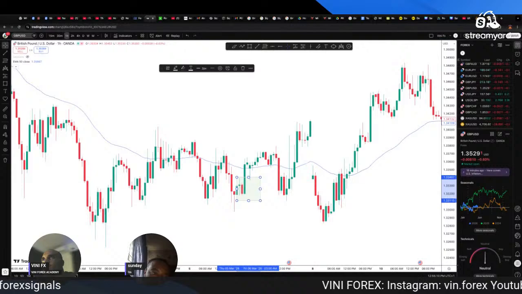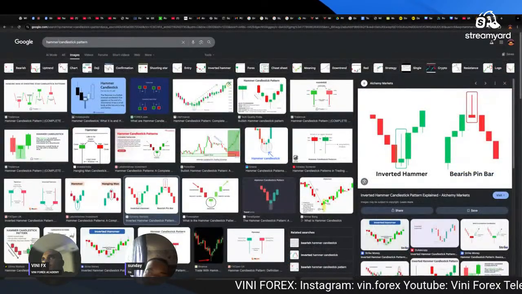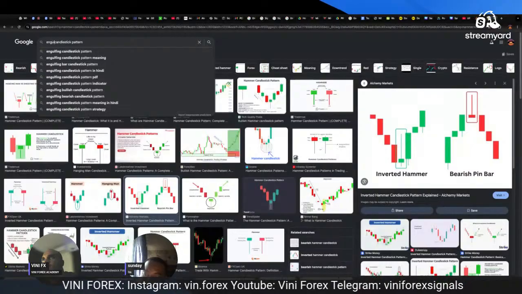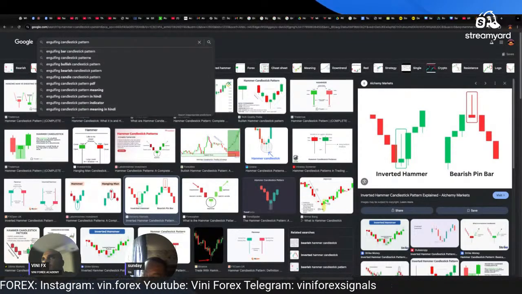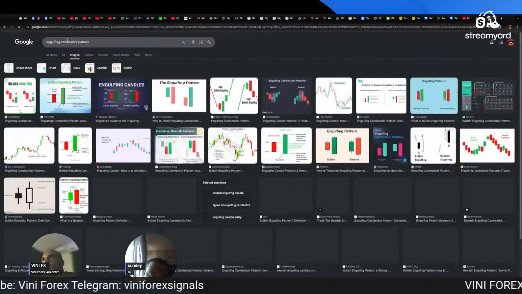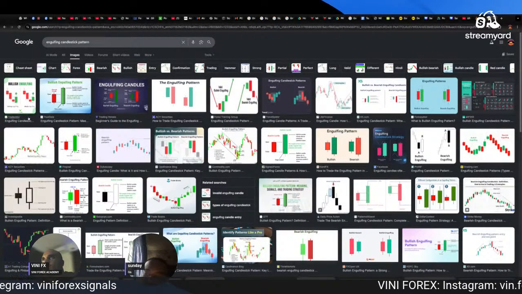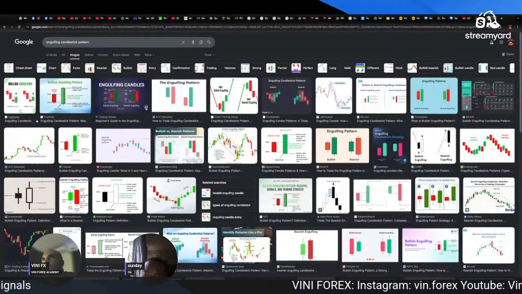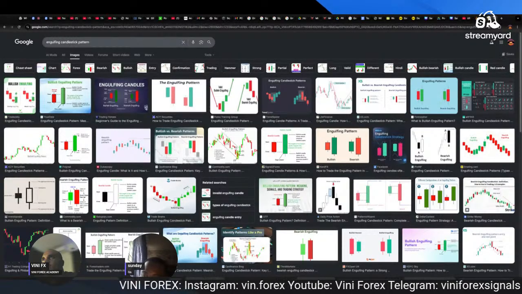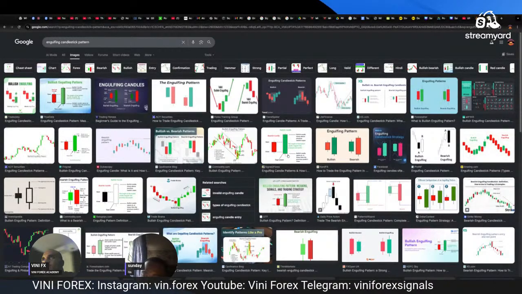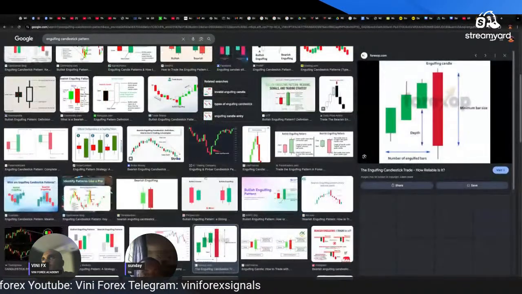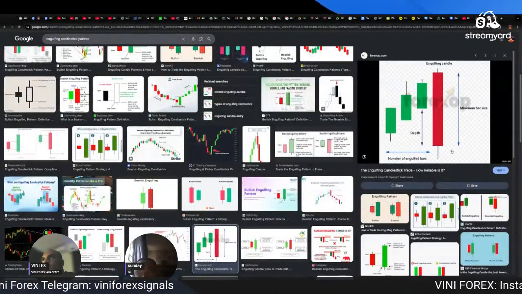Let's go and browse this so that you can understand this engulfing candlestick pattern. Engulfing candlestick, bullish engulfing. Okay, let's look for an example. This is an example that is super understandable for you. Do you see this engulfing candle?